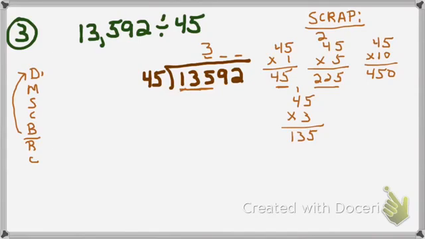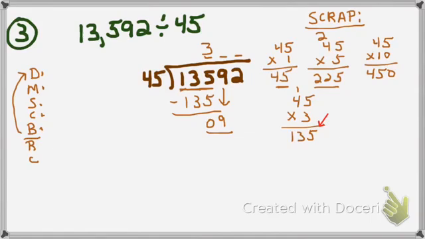M means multiply. 45 times 3, there it is, 135. Check off multiply. S means subtract. 135 minus 135 is 0. Check off subtract. C means compare. Is 0 less than 45? Yes, it is. Perfect. My next step B means bring down, and is there something to bring down? Yes, I have to bring down that 9. Don't forget to use the arrow. Check off bring down. And when I bring down, I underline, so I underline that 9.